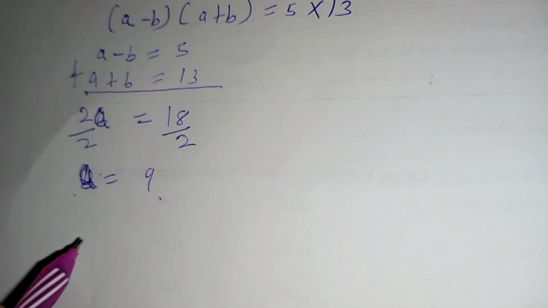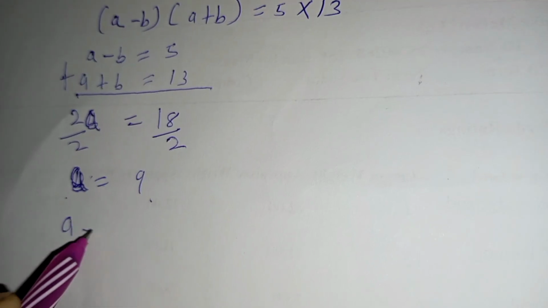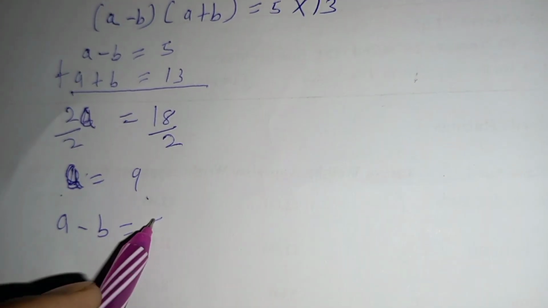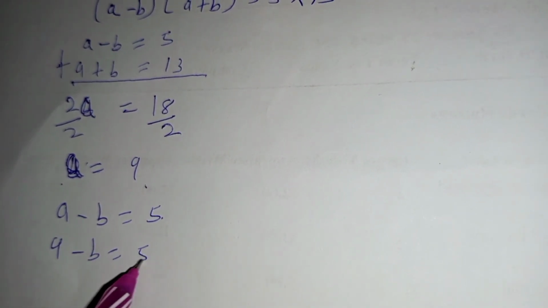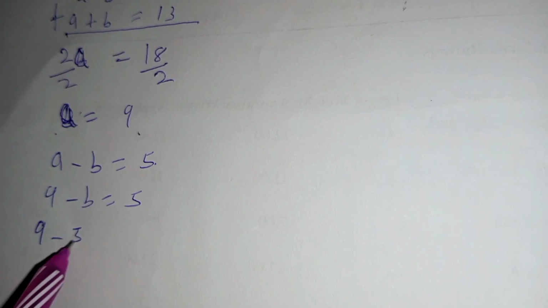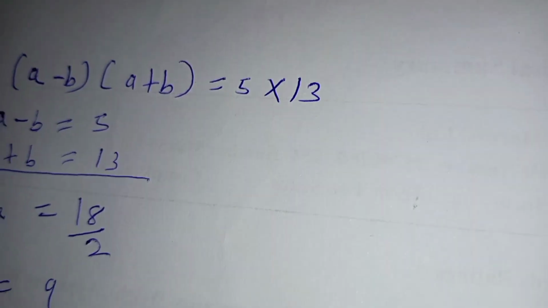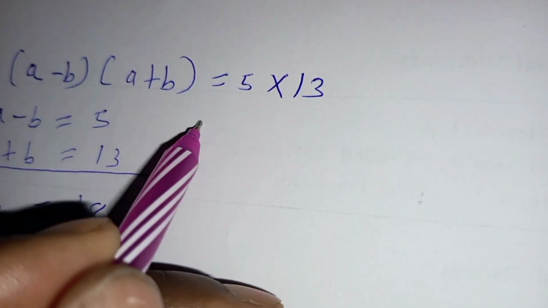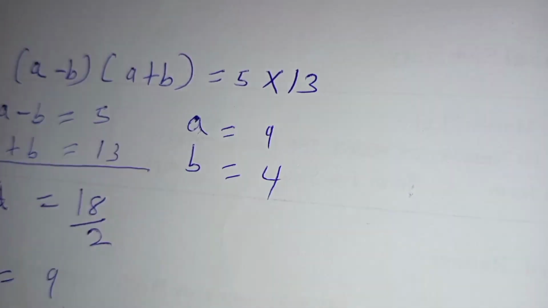Then we substitute the value of a, which is 9, into a minus b is equal to 5. So 9 minus b is equal to 5. We take b to the right and 5 to the left. So 9 minus 5 is equal to b. So b is equal to 4. Here a is equal to 9 and b is equal to 4.